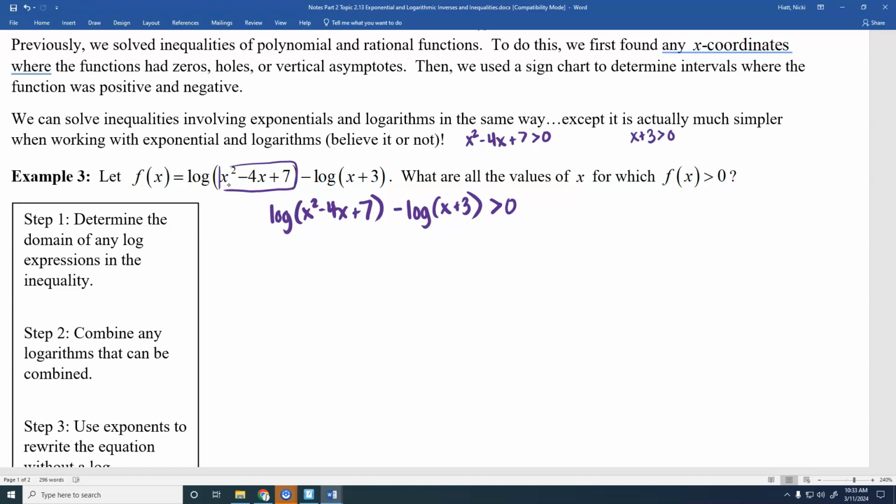Now, this one is easy. X plus 3 greater than 0. That's just x has to be greater than negative 3. If we get any answers below negative 3, we can't use them because they're going to give us 0 or a negative here. So that's a restriction on our domain.